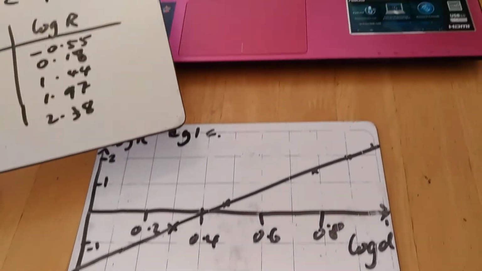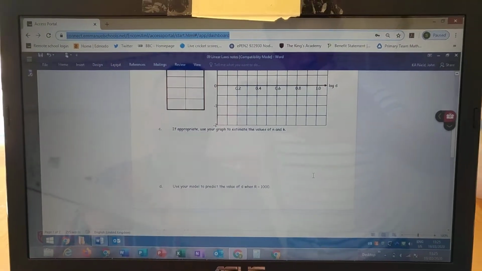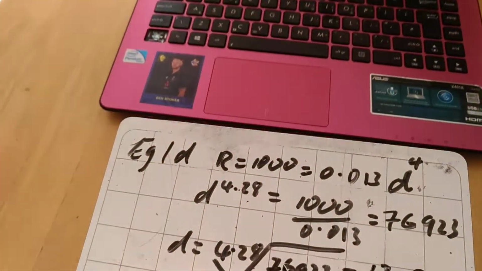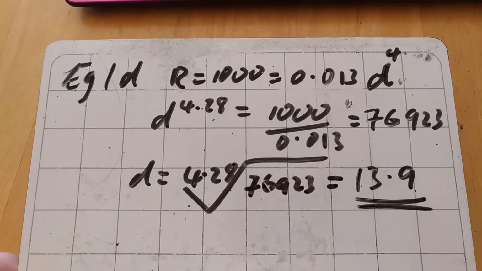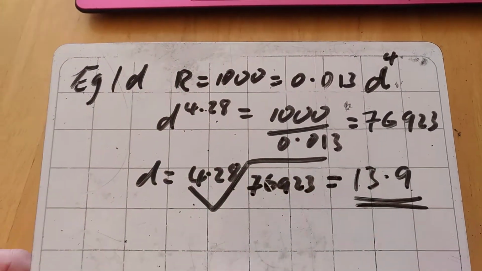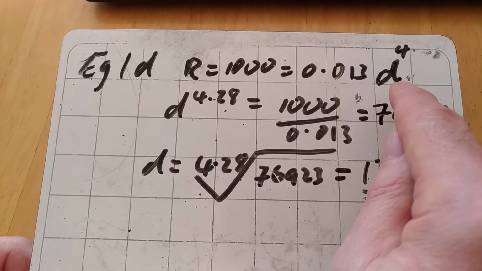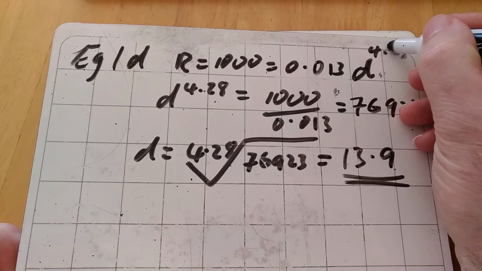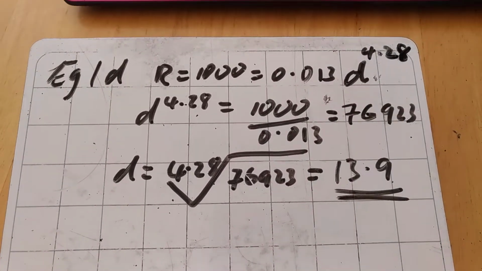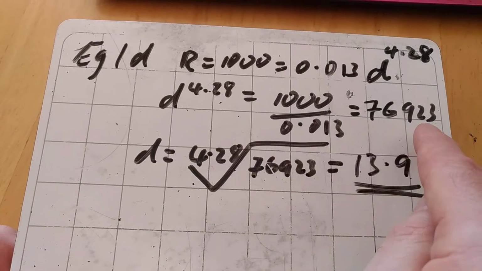There was then a part D to our example. Use your model to predict the value of d when r is 1000. Well, use your values and just stick it into the equation and solve it. So r equals 1000 equals 0.013 times d to the power 4.28, and then solve it. Undo it, so divide by the 0.013 to get whatever it is.